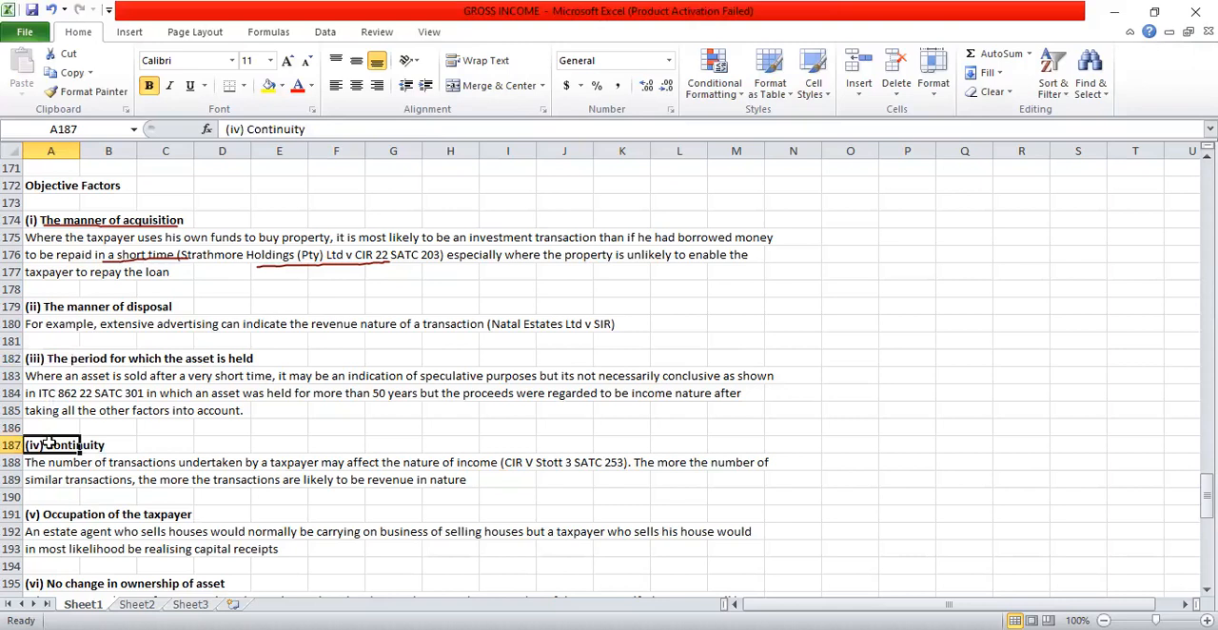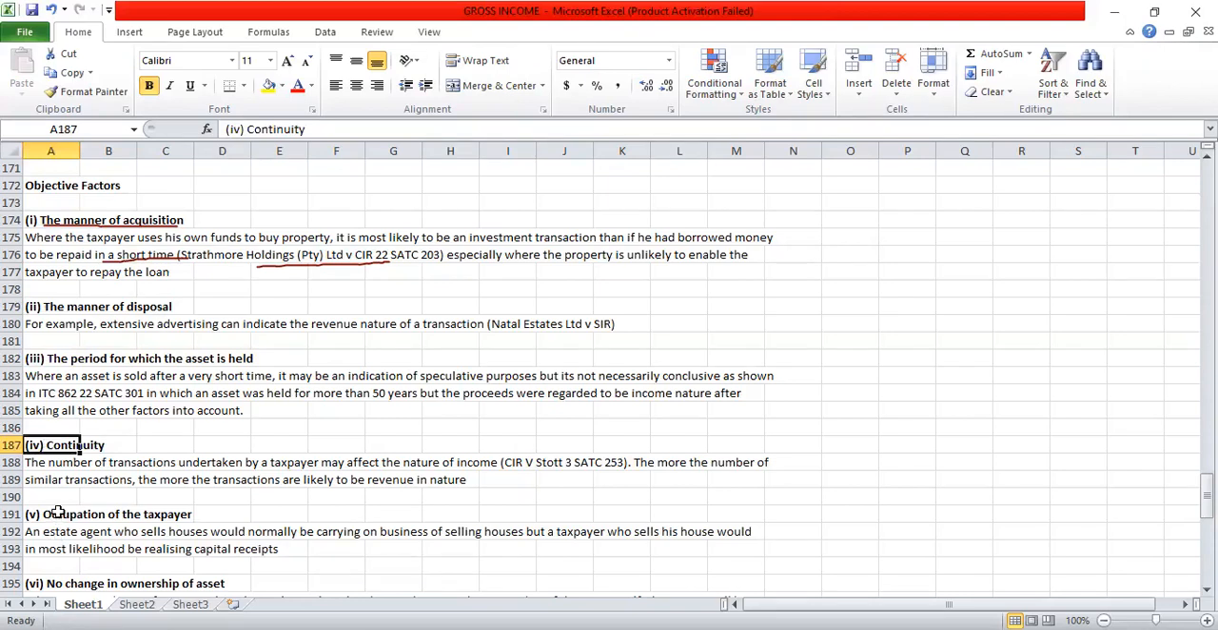Then continuity. The number of transactions that you take. If you buy a building, you sell it. Buy another building, you sell it. Buy a building, you sell it. It will be very clear that you are in the business of buying buildings and selling them. So the more the number, the frequency of non-current assets that you are selling, it will mean that you are trading in that non-current asset. They are not of a capital nature. They are actually your stock. So the more the number of similar transactions on capital assets, the more it is likely that you are trading them and they are of a capital nature.